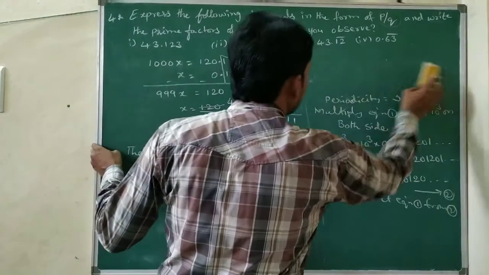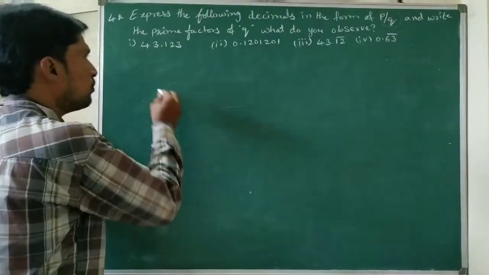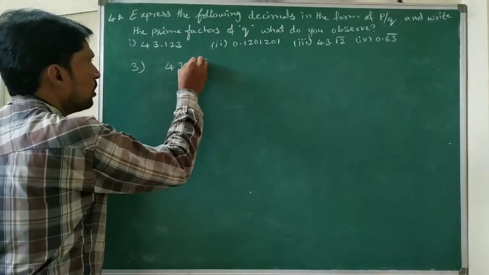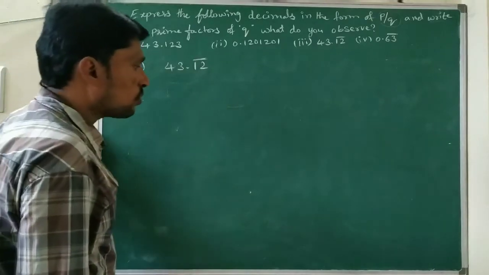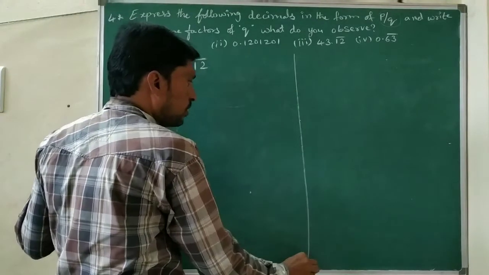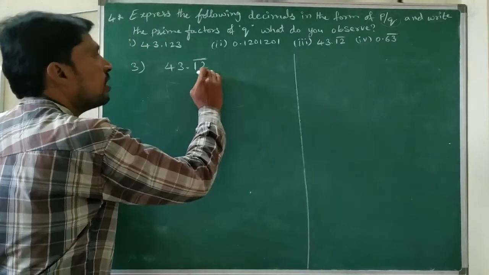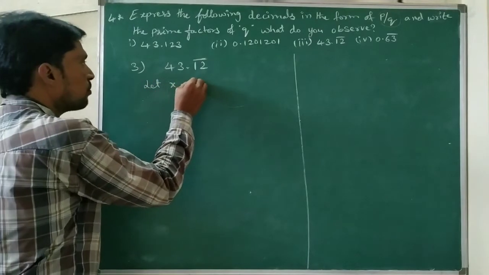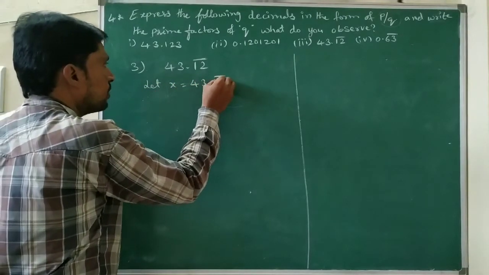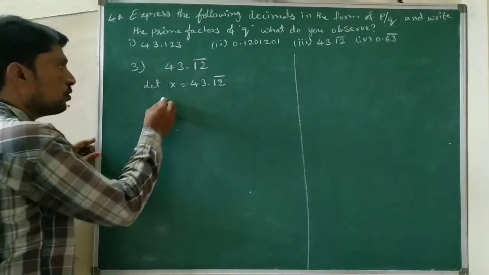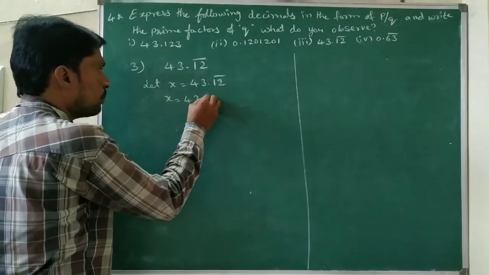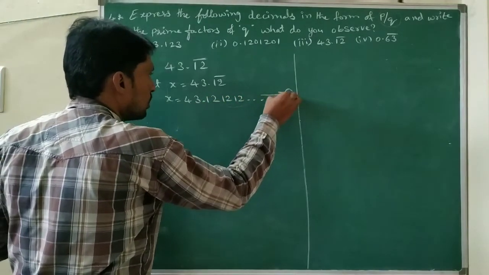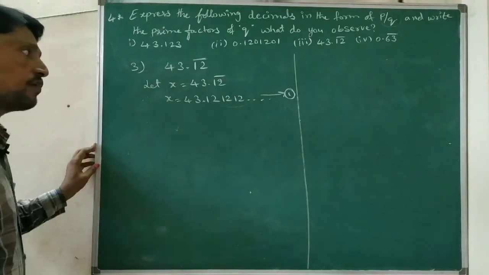Now the third one we will discuss. Third one is 43.12 bar, only 12 has the bar. So what is the meaning of bar? These decimals are repeating. So let x equal 43.12 bar, I took the x. So x equal 43.12 and so on. This is equation number 1.